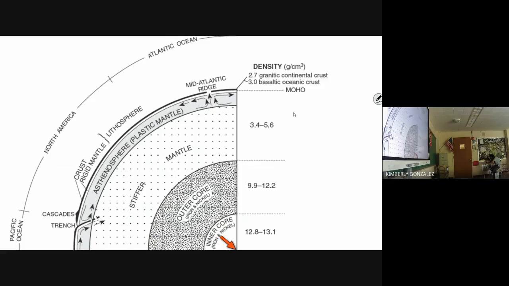Now, each layer actually has its own distinctive density range. You see that the lithosphere, specifically the crustal part of the lithosphere, goes between 2.7 and 3.0 grams per cubic centimeter, based on what type of crust you're dealing with. You notice that there's a little boundary between the crust and the rigid mantle. That's called the Moho, which indicates that there's a stark density difference between those two layers. Earthquake waves not only change direction, but they also change speed as well. They speed up as they exit the crust and enter the rigid mantle.